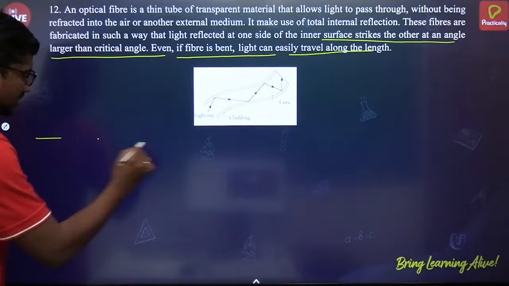Now if you increase the angle of incidence greater than the critical angle, if i is greater than C, then the light will be reflected totally. This we call total internal reflection, where you can write the expression for the refractive index in terms of the critical angle: mu equals 1 by sin C.